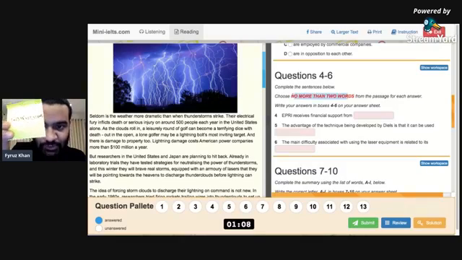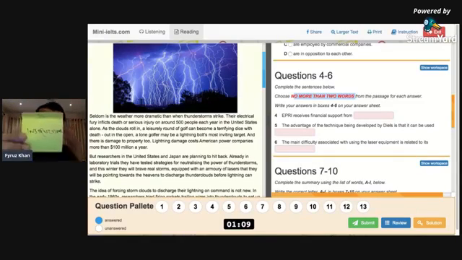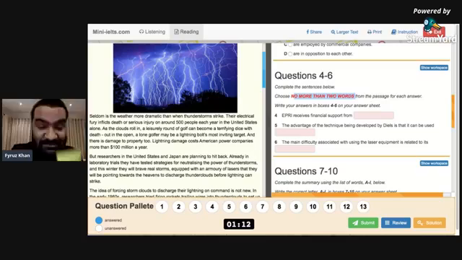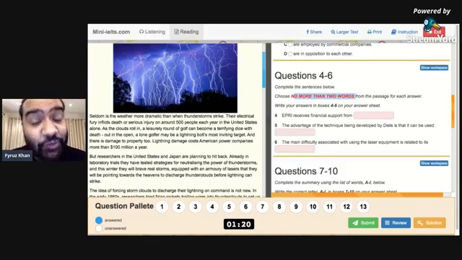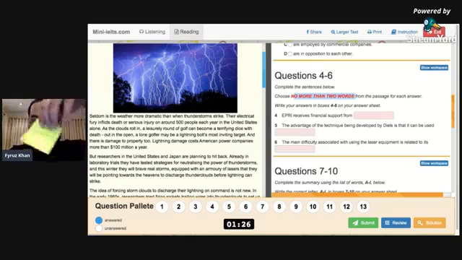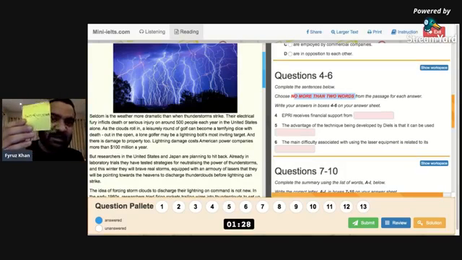See, it tells you no more than 2 words. No more than 2 words means either the answer is going to be 1 word or 2 words, but not more than that. Now, what happens if you write 3 words? If you write 3 words, it's going to be wrong. So that's the first tip that I'd like to give you: read the instructions.